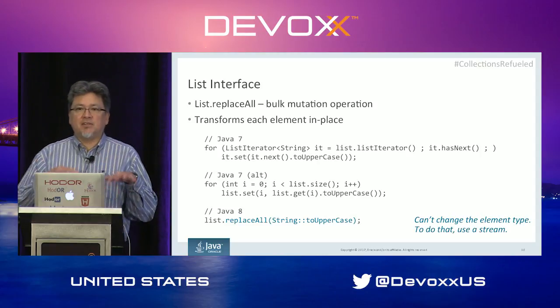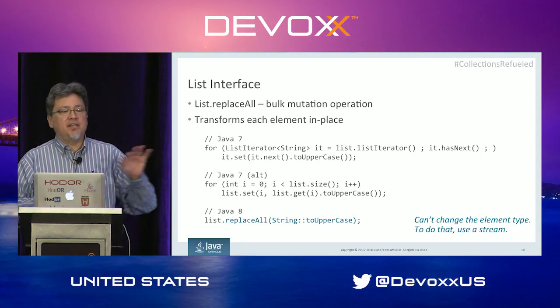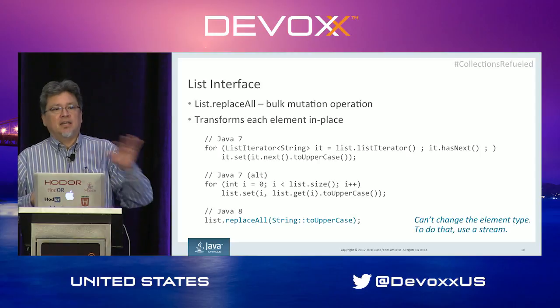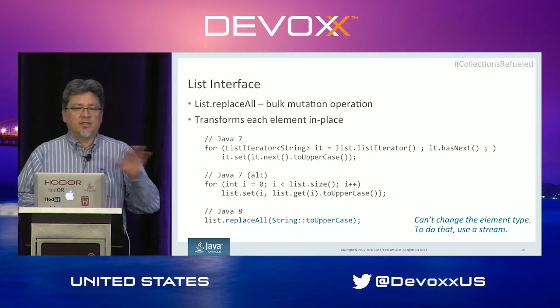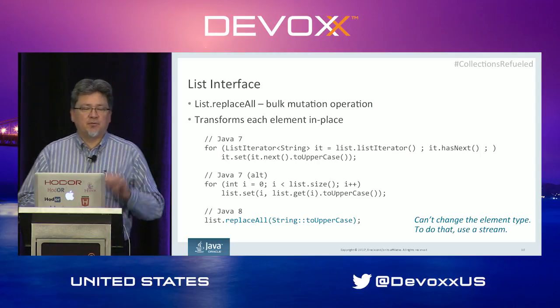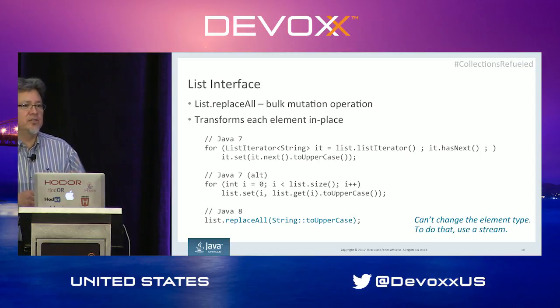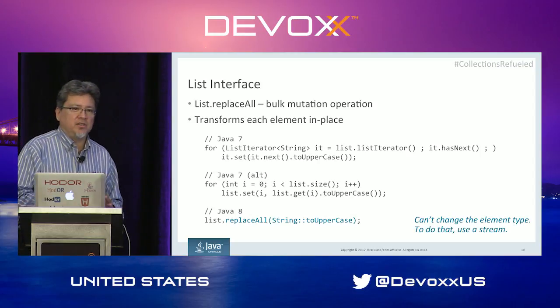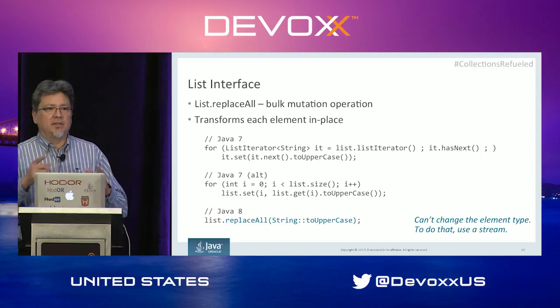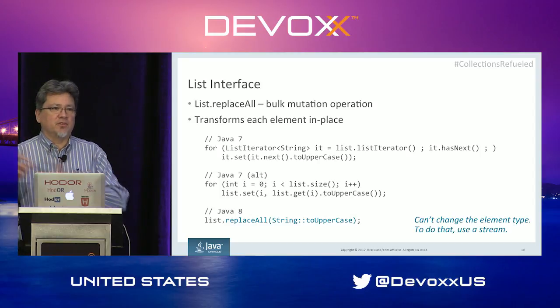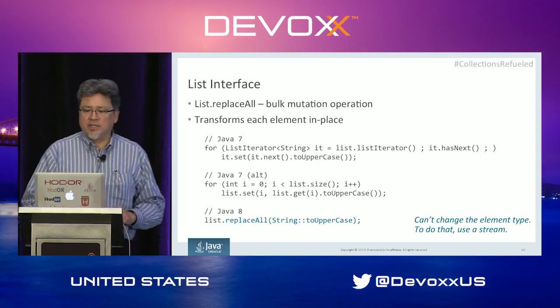Now, when people see this, they'll often say, oh, I want to change this list so that every element is transformed into something of a different type. And you cannot do that with replaceAll. For that, you need to use a stream: stream out the elements, transform them into something of a different type, and then collect them into a new list.